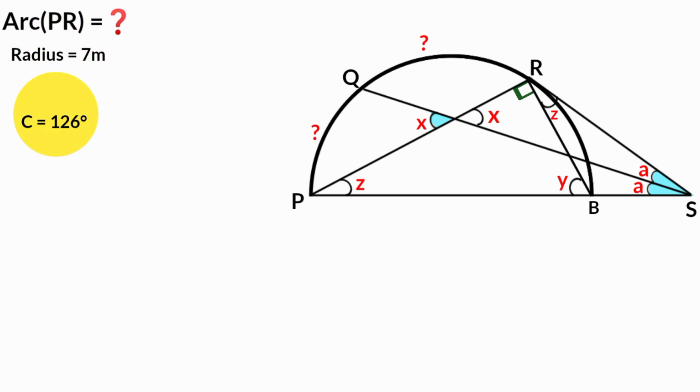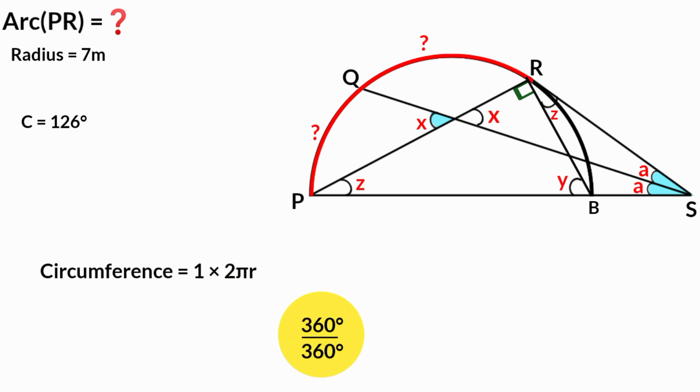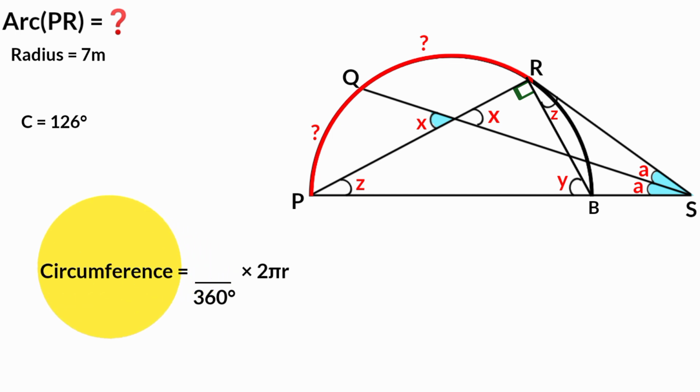Now we have the radius and the central angle. I want to show you something. The formula for calculating the circumference of a circle is 2 pi r. If you multiply 1 by 2 pi r, it's still 2 pi r. Now 360 degrees over 360 degrees is equal to 1. We replace this one with 360 degrees over 360 degrees. This angle 360 degrees is the central angle of the circle. So if we take it out, this circumference will go. Put the length of an arc here.